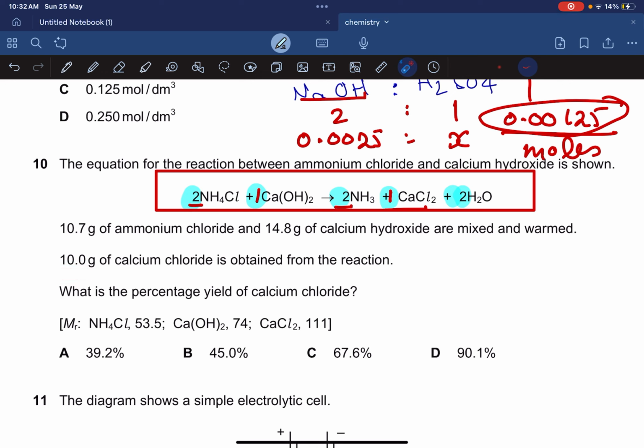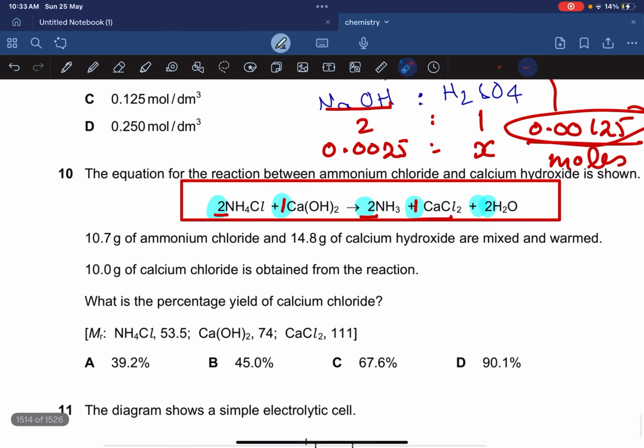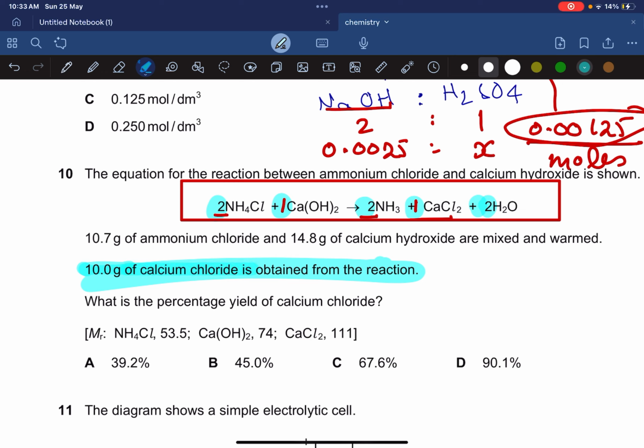Always remember, in percentage yield questions, what's the roadmap? What the question gives you is what actually happened in the laboratory. When you performed the experiment in the lab, you got 10 grams of calcium chloride, but that's not the reality when you calculate it. Now this is a concept people struggle with. They don't get what the actual yield is and what the theoretical yield is. They mess up the formulas.